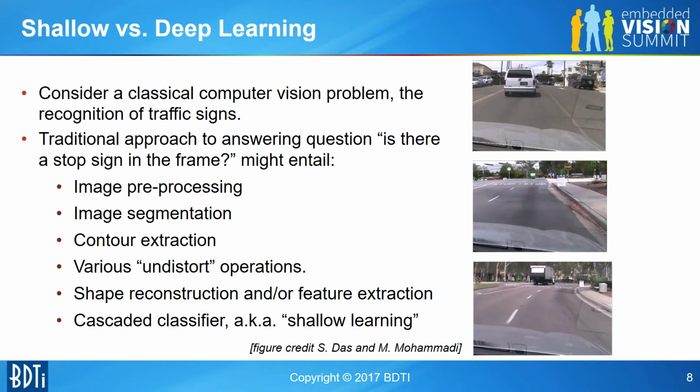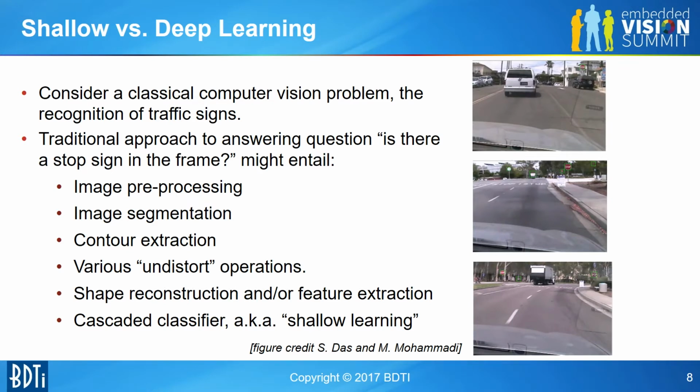So how might we traditionally, in 2010 or 2008, have gone about trying to solve this problem? Your pipeline might look something like this. You might do some pre-processing, probably a lot of pre-processing. You'd do some image segmentation, by which I mean separating the foreground from the background. You might do some contour extraction to delineate where the object begins and where it ends, to get a region of interest, an ROI. Once we've identified an interesting ROI, we might do various undistort operations to correct for the fact that maybe we're imaging the stop sign head on or from the side, from some oblique angle.